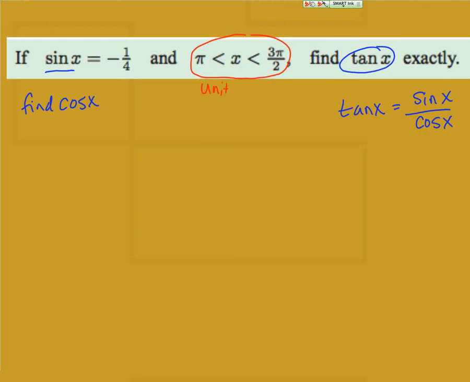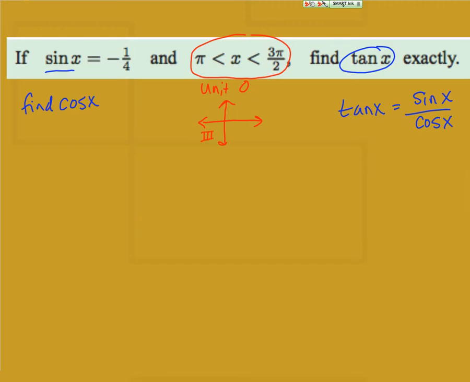What quadrant is this, from pi to 3 pi over 2? I'm not asking you to memorize it. I'm asking you to look at your unit circle. Is it quadrant 1, 2, 3, or 4? Good, it's quadrant 3. So we're looking at quadrant 3.